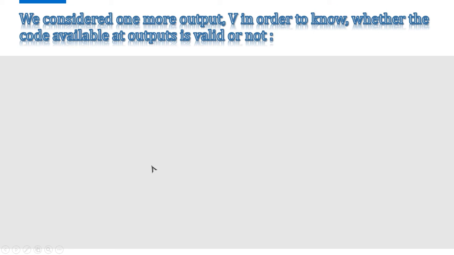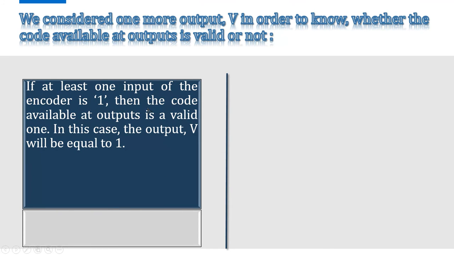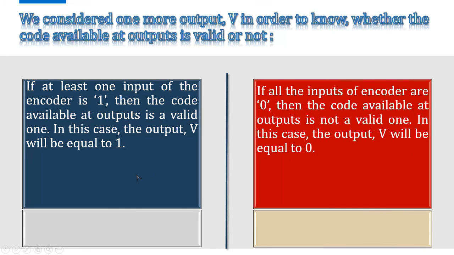So we consider one more output, V, in order to know whether the code available at the output is valid or not. V stands for valid. If at least one input of the encoder is 1, then the code available at the output is valid. In this case, the output V will be equal to 1, obviously. If all the inputs are 0, then the code available at the output is not a valid one. So in this case, the output V will be equal to 0.